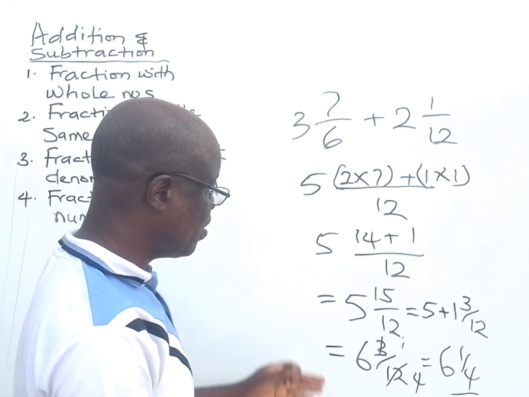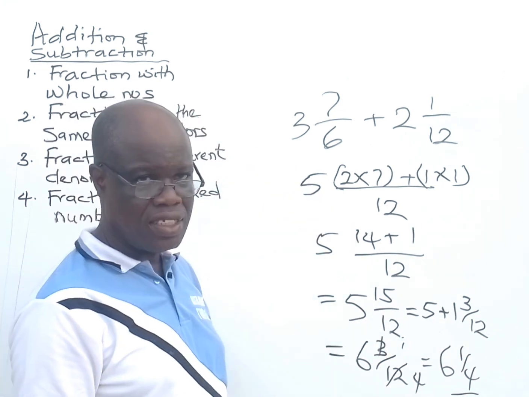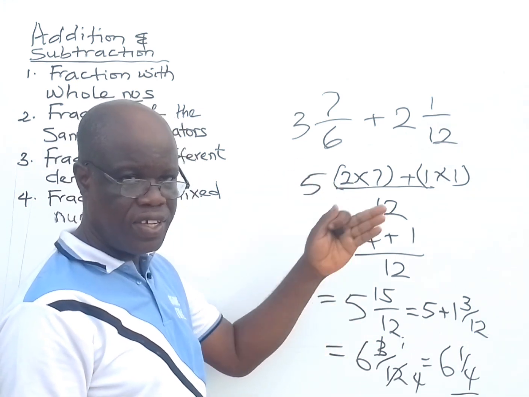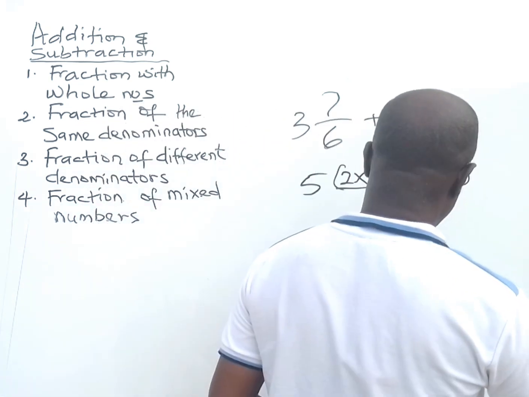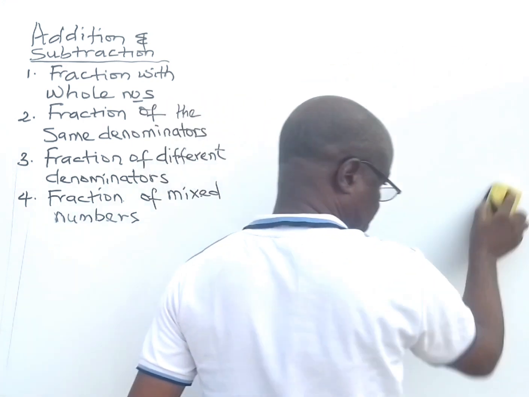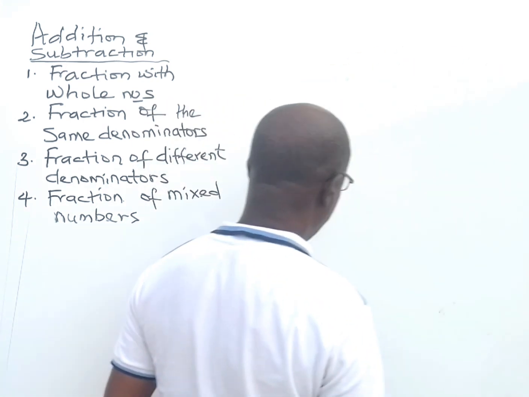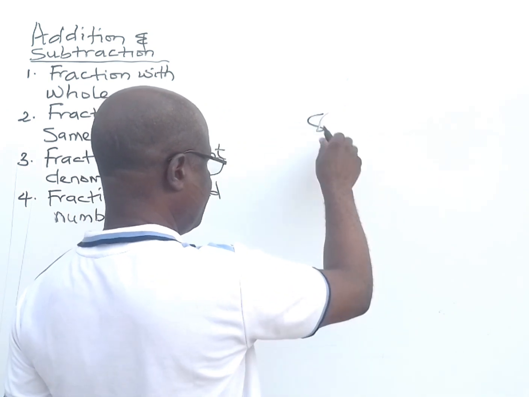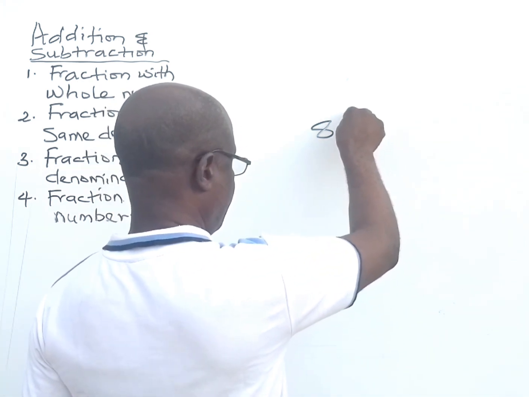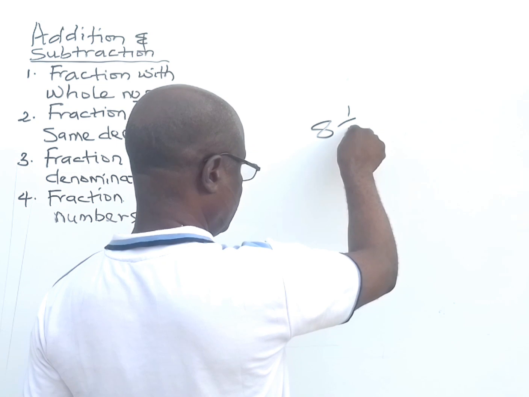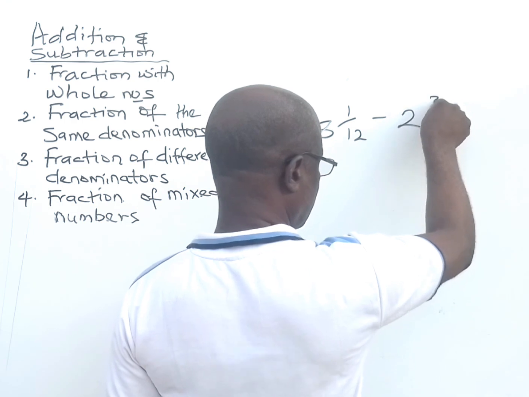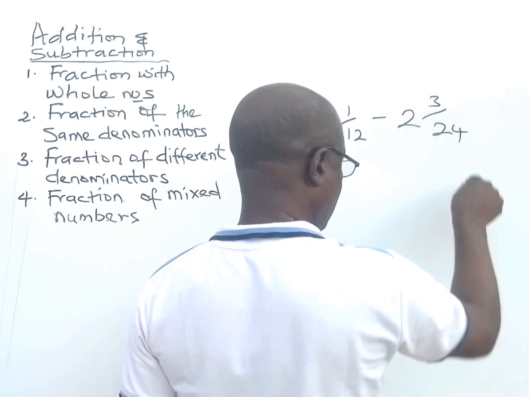So it's very simple indeed. Now let's look at subtraction of fractions of different denominators. Suppose you have 8 and 1 over 12 minus 2 and 3 over 24.